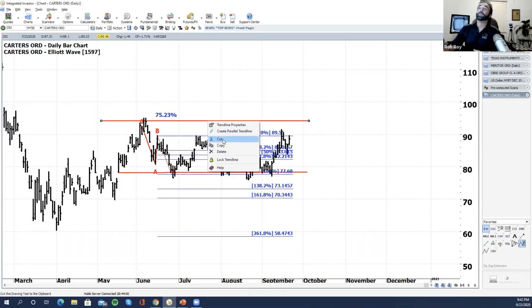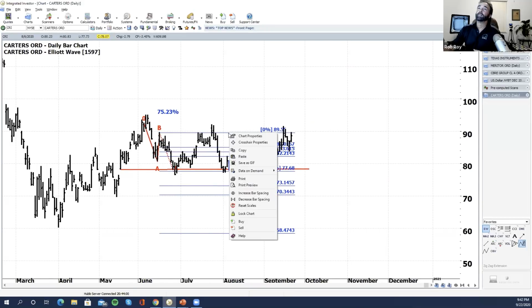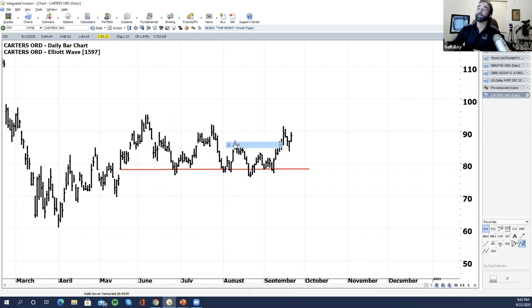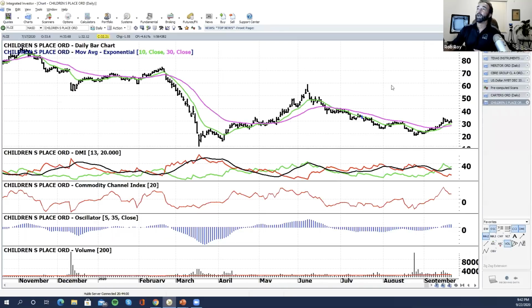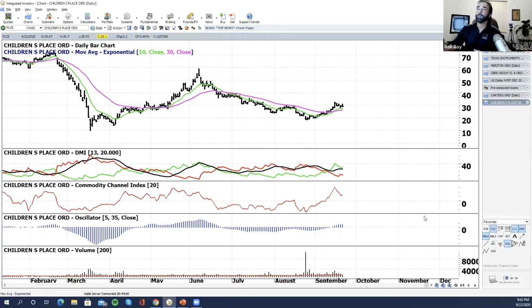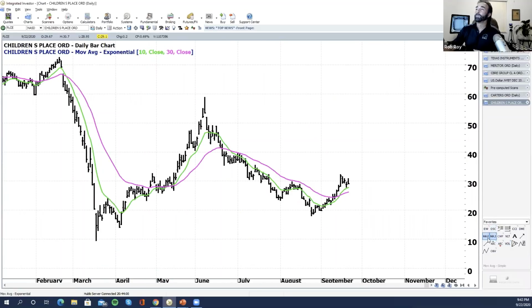All right, so looking at the sideways movement here, there's nothing here that interests me as far as this area right here. Let's take a look at Children's Place, which is an actual clothing store. I think Carter's actually has some stores now too, but Children's Place is a children's apparel store.